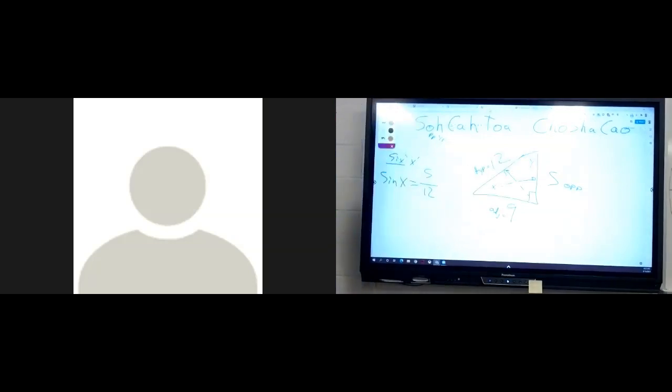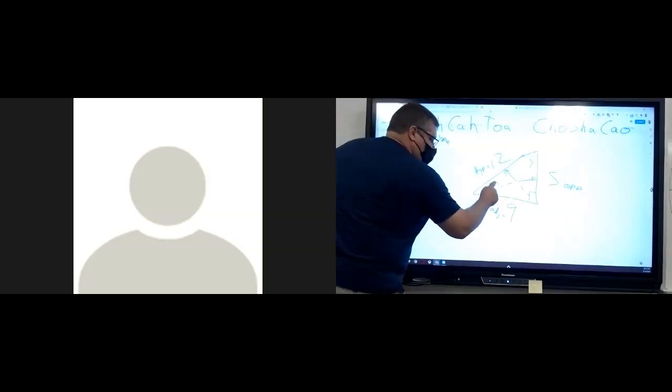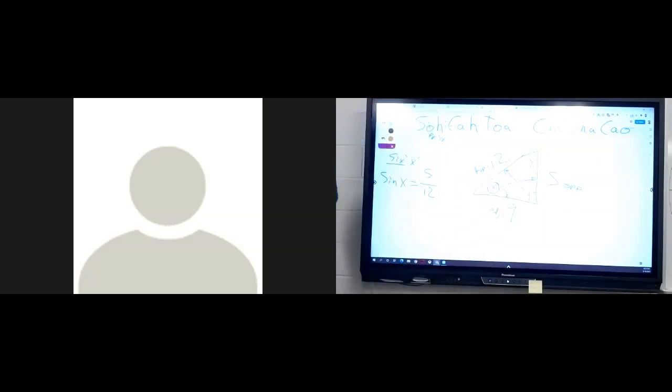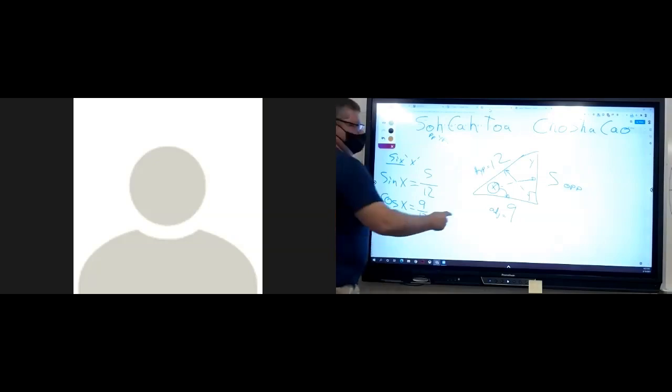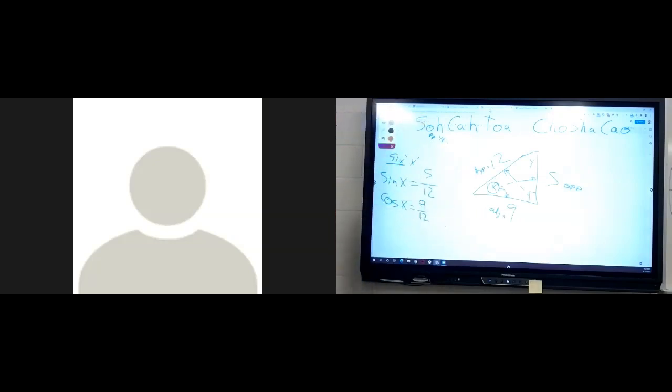It's adjacent. Why is it adjacent? Because it's right next to it. Does everybody agree with that? So we can go cosine of X. Cosine would be 9 over 12. Who said adjacent? Was that you? That's perfect, because the first thing your brain ought to do is say, cosine, adjacent over hypotenuse. Adjacent, got it. And hypotenuse, got it. Done. That's how your brain ought to work.